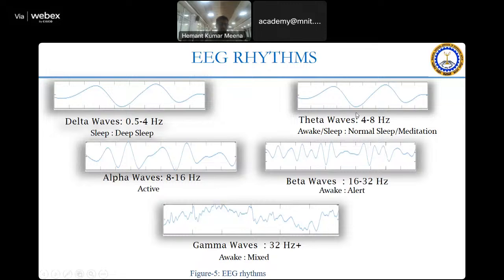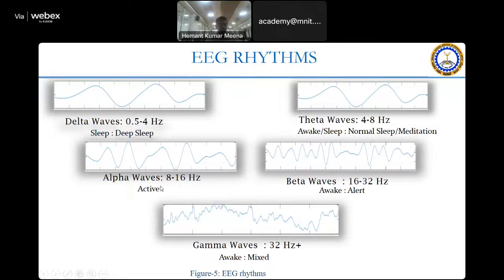Theta waves are in a normal sleep. That's why when we want to analyze insomnia or do sleep analysis, EEG rhythms become very, very useful. Because how much deep sleep your mind has got will be known from the EEG recording. Theta waves are also seen in normal sleep or meditation.